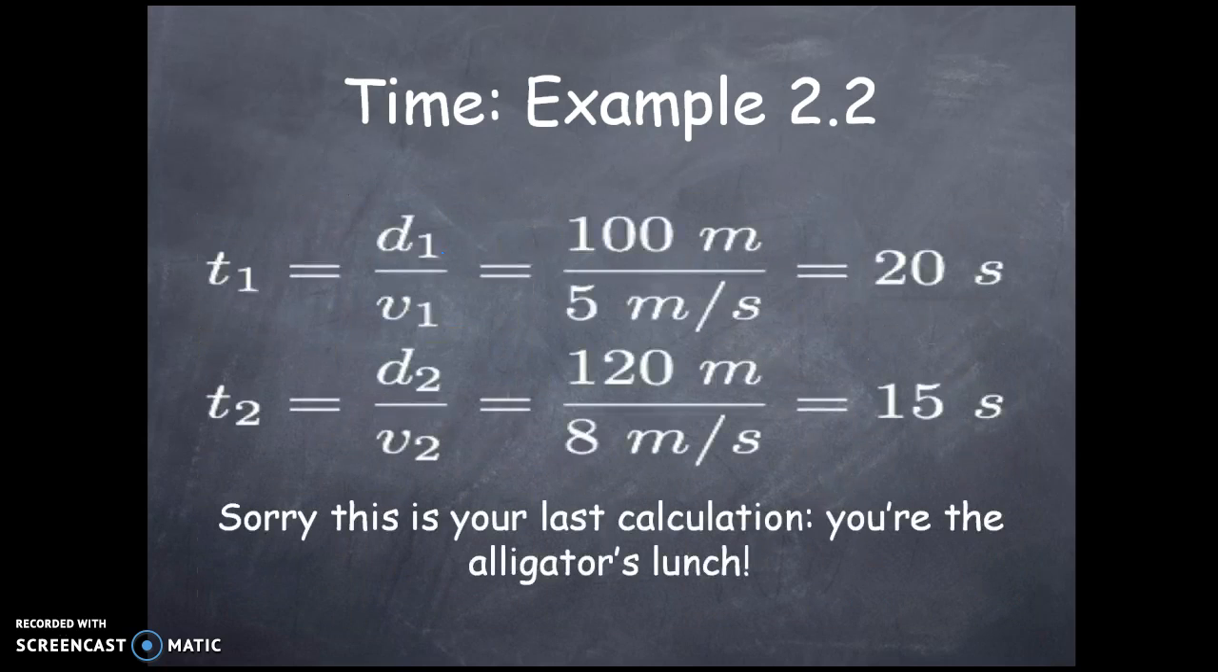So let's plug in those things here and try to find out the time the person takes and the time the alligator takes. So now you can see that the person takes 20 seconds to go to the car. At the same time, the alligator would have taken only 15 seconds to go to the car. It means it would have caught you somewhere in the middle and attacked you. Sorry, this is your last calculation. You are the alligator's lunch.